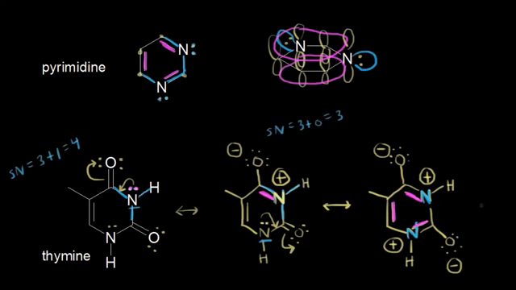So this is an example of a biological aromatic heterocycle. A molecule found in biochemistry, which is obviously extremely important, that we can analyze using these simple concepts of aromaticity in organic chemistry.